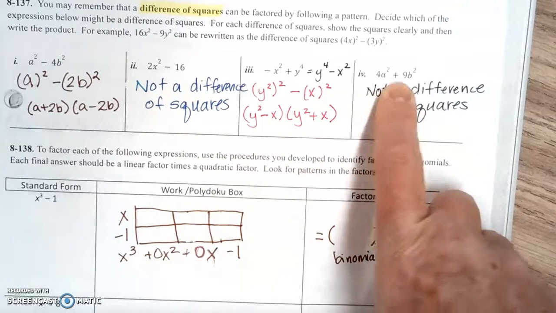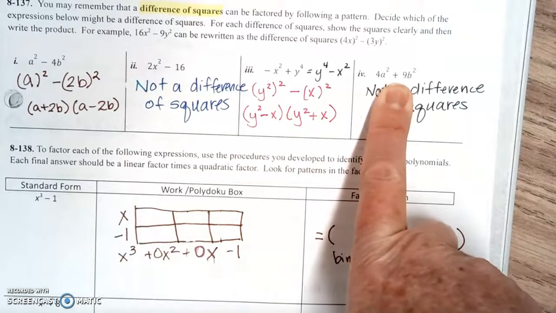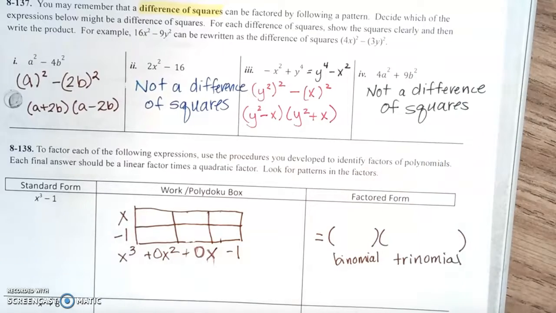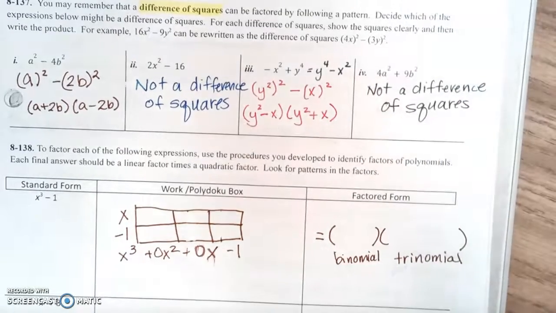And then the last one has a plus sign. We can't reorder it, so it's definitely not a difference of squares. Okay? All right.